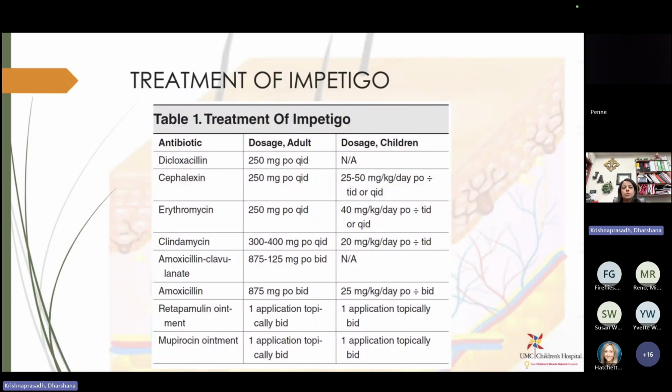Treatment, usually we try to treat the organism that causes the infection. So penicillin, dicloxacillin, cephalexin usually is the treatment choice for both pediatric and adult population. And this is a weight-based dose cheat sheet to go over the treatment of impetigo.